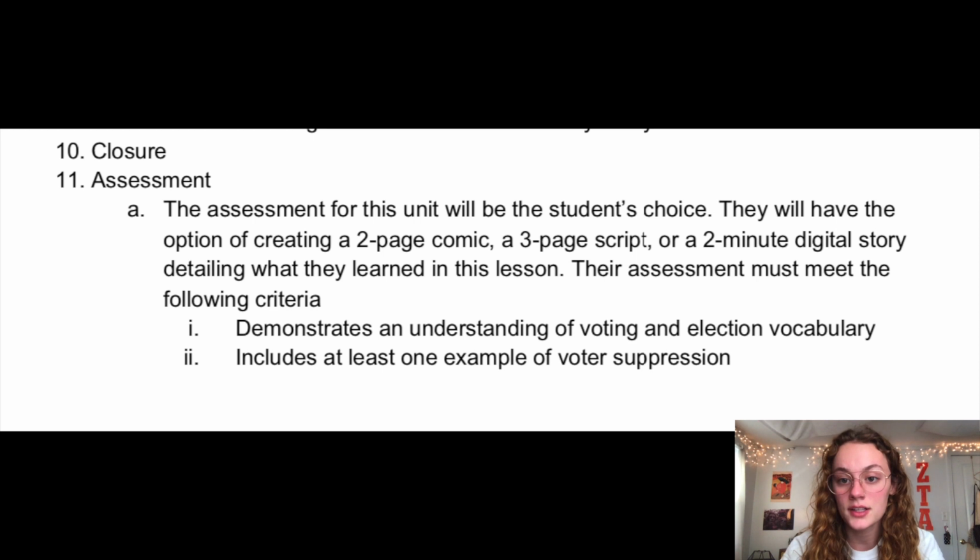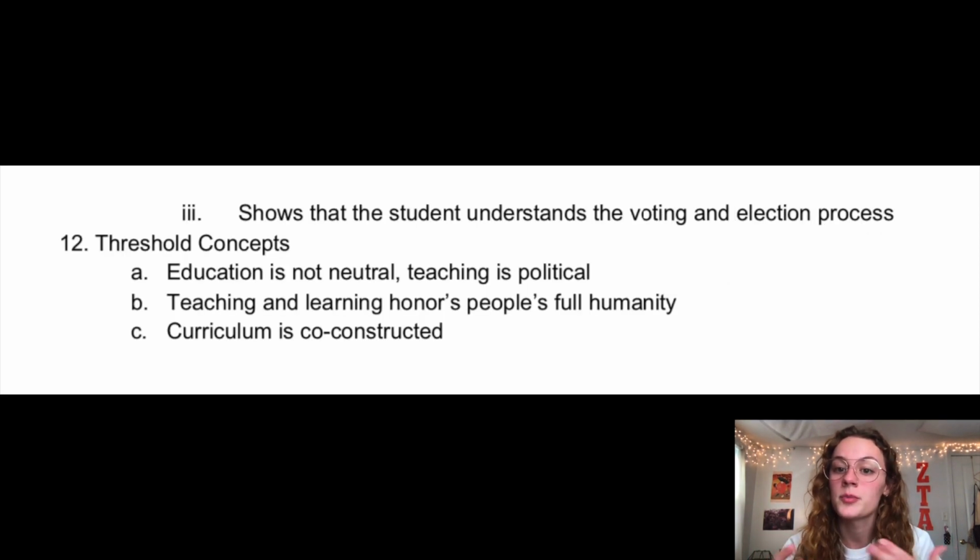And the threshold concepts that I included for this lesson that I feel like it fills specifically are education is not neutral, teaching is political, teaching and learning honors people's full humanity, and curriculum is co-constructed. I feel like those are the three that really are embodied the most in this lesson plan.